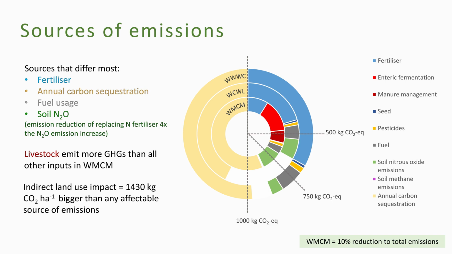And then another thing to note is the livestock emitted more greenhouse gases than any other inputs in the wheat medic system. So yes, livestock do emit a lot of emissions, but it's still less than the amount that nitrogen would have emitted if you had to buy in the same amount of nitrogen that it's supplying to the system.